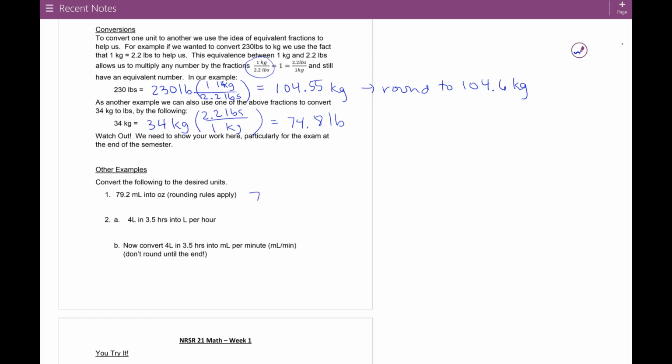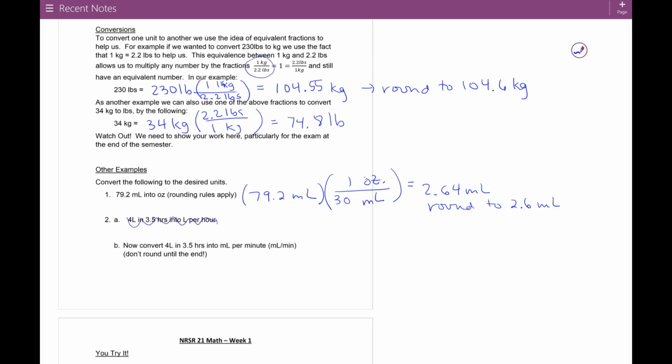So then let's look at 79.2 milliliters converted into ounces. So I look back at my conversions and I say I want the milliliters on the bottom and the ounces on the top. And it looks like 1 ounce is the same amount as 30 milliliters. I'm dividing by 30, so I expect to get a smaller number. And I get 2.64 mL, but I should round to 2.6 milliliters because it's greater than 1 milliliter.